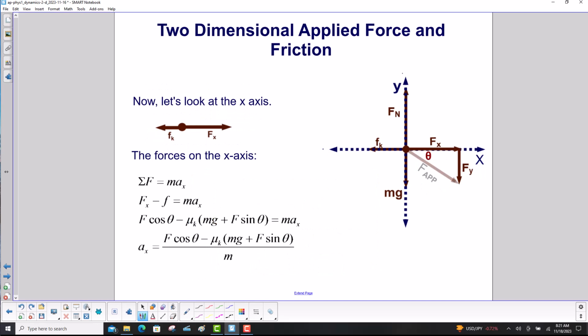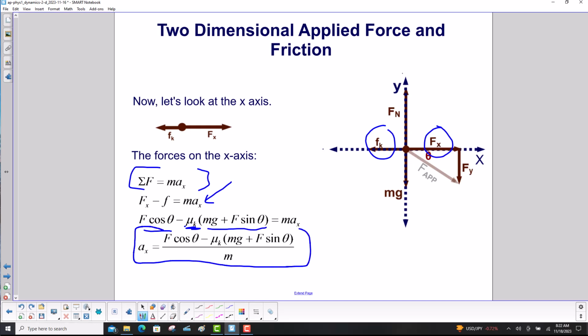Now let's look at the x-axis. The forces on the x-axis are Fx minus the friction force equals max. So here's Fx, it's F cosine theta. The friction force is mu k times the normal, which we found on the previous slide. And then you do a little moving around of the variables, and you get the acceleration is F cosine theta minus mu k, parentheses, mg plus F sine theta, all divided by m.